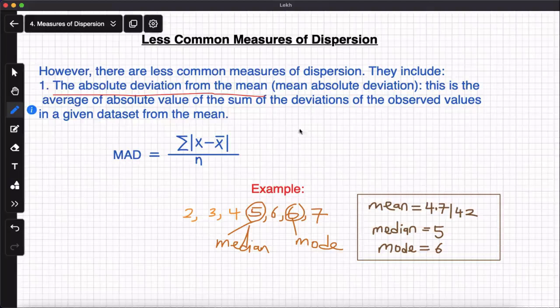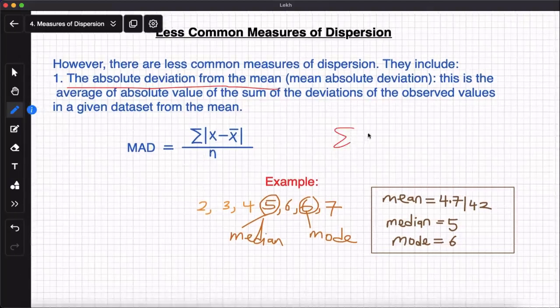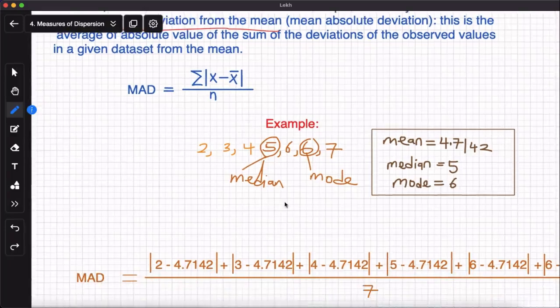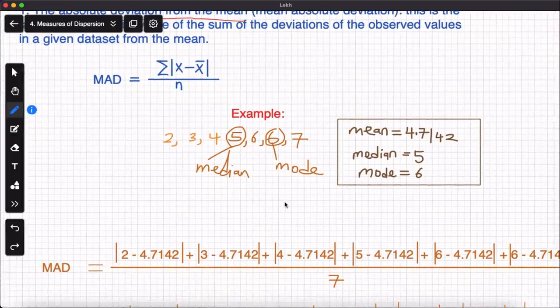So now it involves, rather than squaring, what we did when we were using the variance, which was x minus x bar raised to the power of 2, divided by n. But this time around, we will not square, but look for the absolute value. So just the absolute value. That's what you're seeing here. All right, so we look for the absolute value of the difference between each observation and the mean.